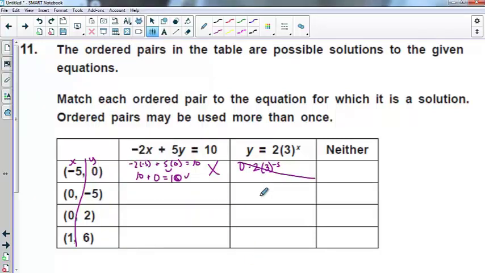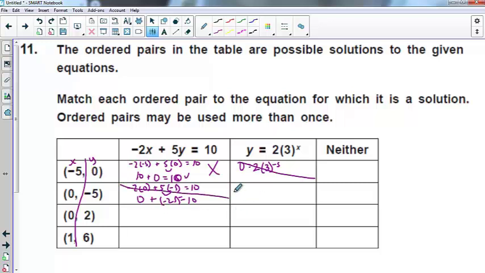Okay. On this one, same exact process. I'm going to plug in -2 times 0 plus 5 times -5 equals 10. So this gives me 0 plus this gives me -25 equals 10. Is that true? No, so this is not a solution.